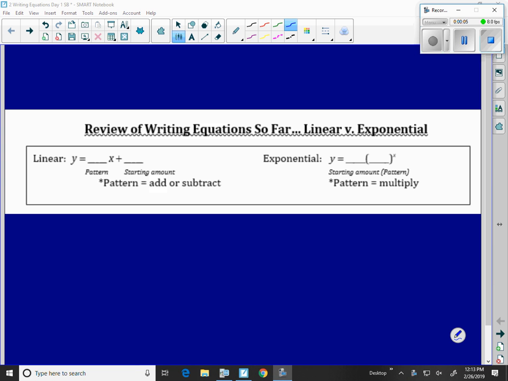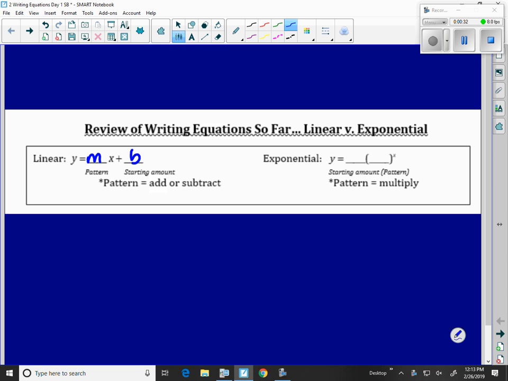Writing equations. So there's two types we're going to talk about today. You already know what they are. The first one is linear. What is the standard form of a linear equation? What does it look like? Y equals mx plus b.